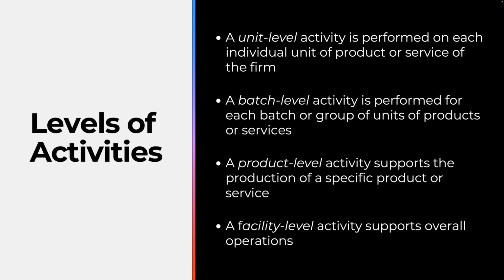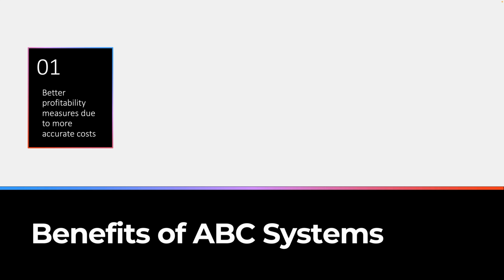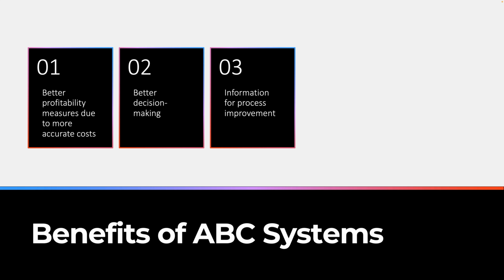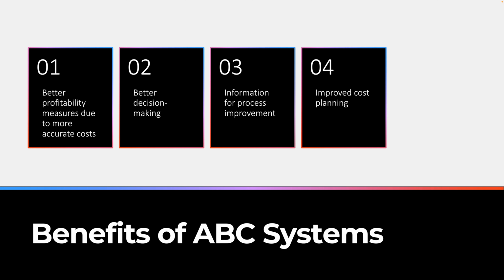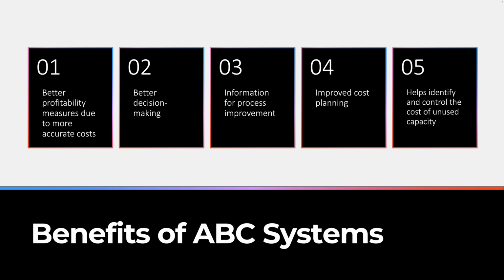Now, if this is so much work, what are the benefits of an activity-based costing system in the first place? Well, there are a few. One, we get better profitability measures due to more accurate costs. Two, we get better decision-making because we have better measures. Three, we have information for process improvement. Because we have detailed level cost, we can start to see where we need to improve. Four, we have improved cost planning. And five, it helps identify and control the cost of unused capacity.